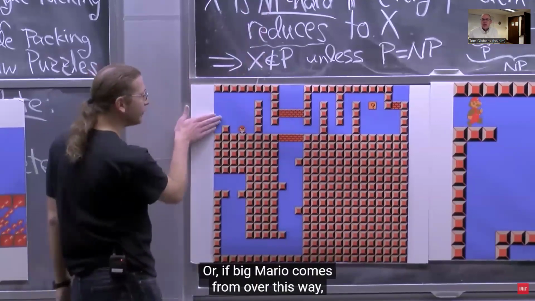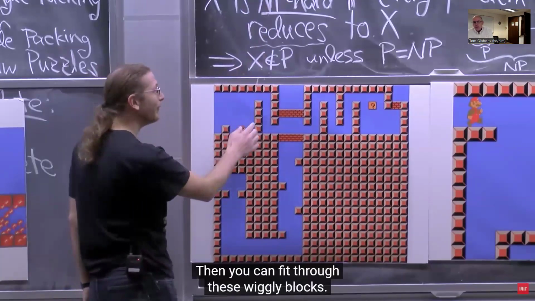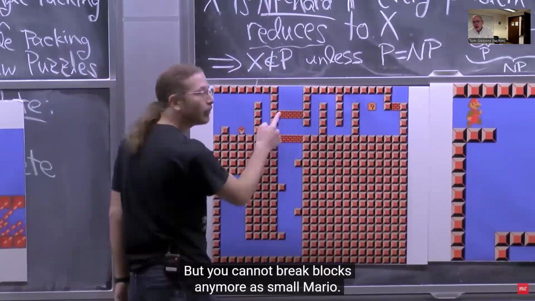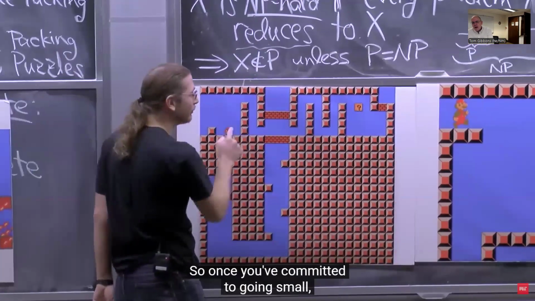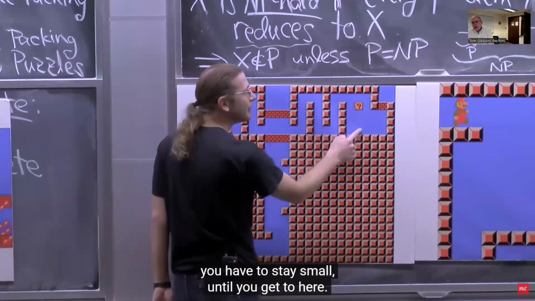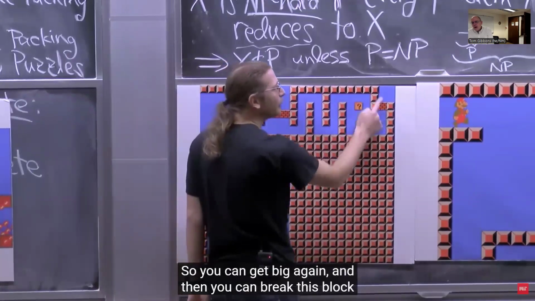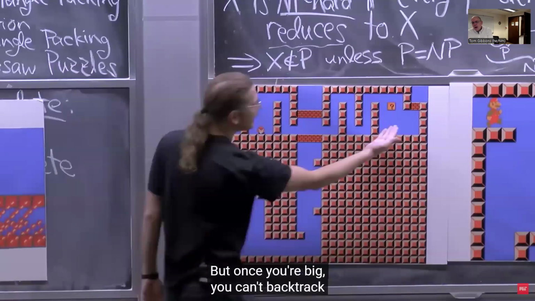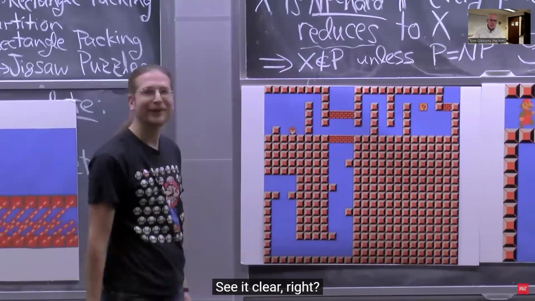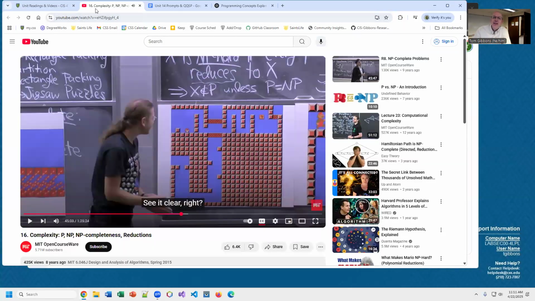So they start off big in this case. You can first take the damage, become a small Mario, then you can fit through these wiggly blocks, but you cannot break blocks anymore as a small Mario. So once you've committed to going small, you have to stay small until you get to here, and then there's a mushroom in this block. So you can get big again, and you can break this block again. Once you're big, you can't backtrack because Big Mario can't fit through these tiny tubes. Pretty clear, right? Okay, I'm going to leave that if you want.